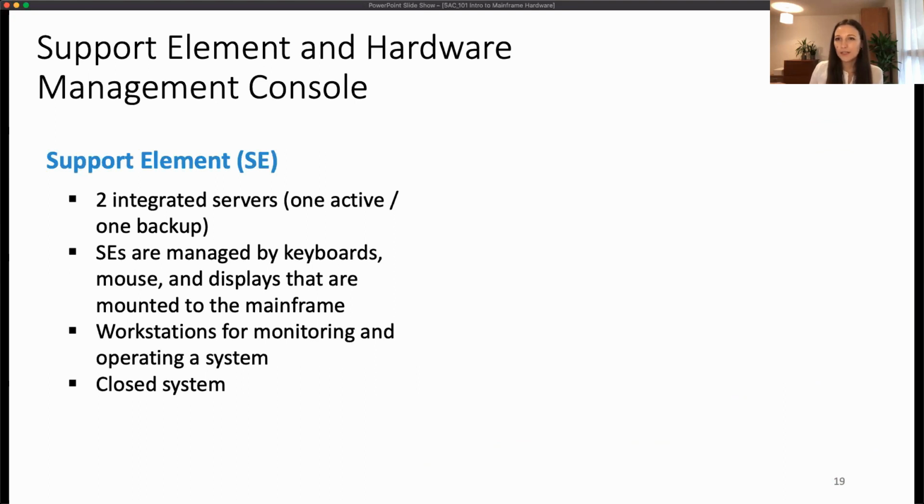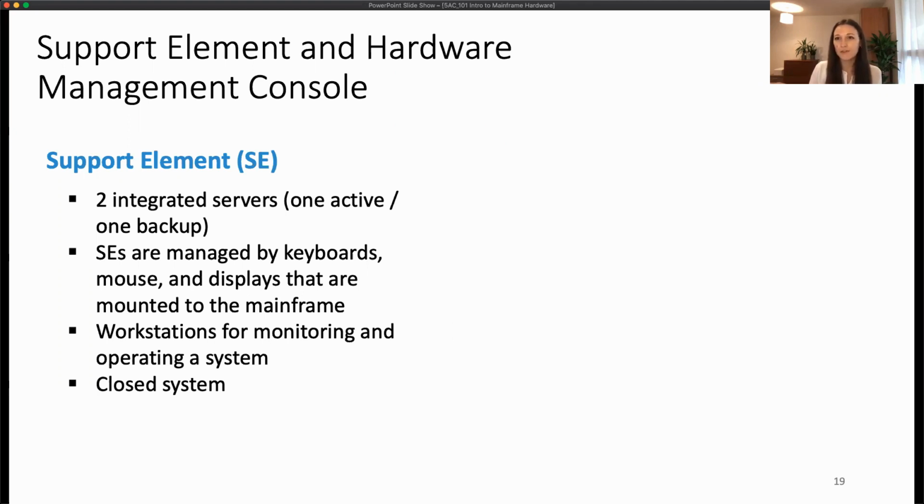So we know that the mainframe is an extremely high performing machine, but how do you actually operate it? For that, we have the support element. The support element is 2 integrated servers, one active and one backup, and they have a workstation to monitor and operate the system. It's a closed system, so you can't just plug something in and use it for a different purpose.